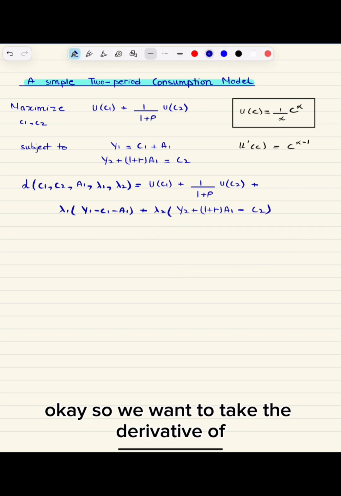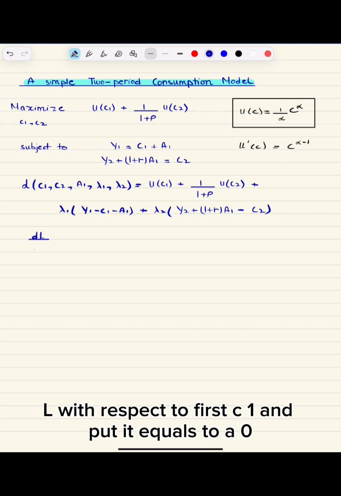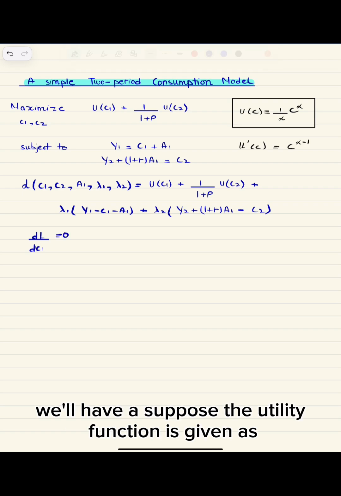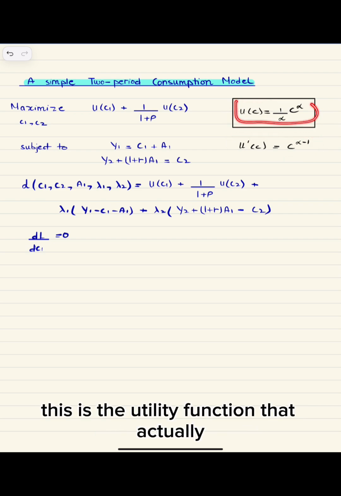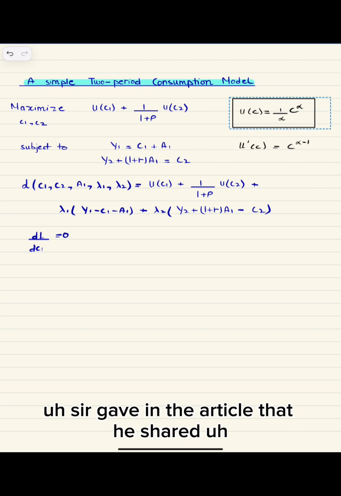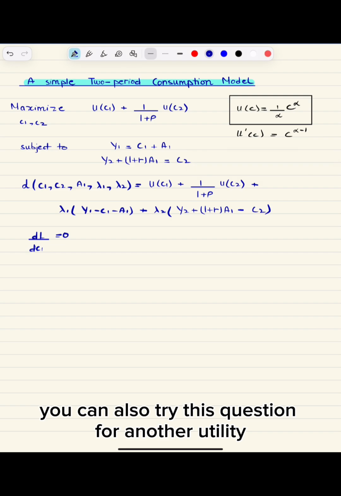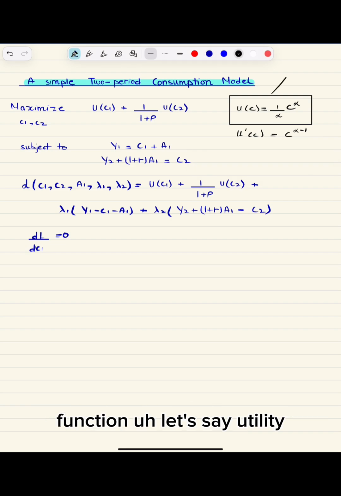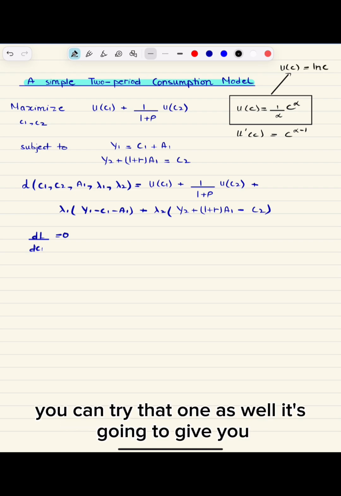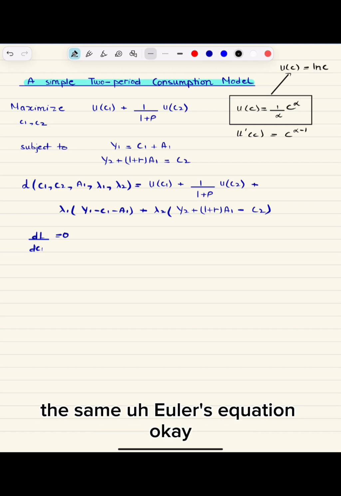Okay, so we want to take the derivative of L with respect to first C1 and put it equal to 0. Suppose the utility function is given as this. This is the utility function that Sir actually gave in the article that he shared. You can also try this question for another utility function. Let's say utility depending on C is ln C. You can try that one as well. It's going to give you the same Euler equation.